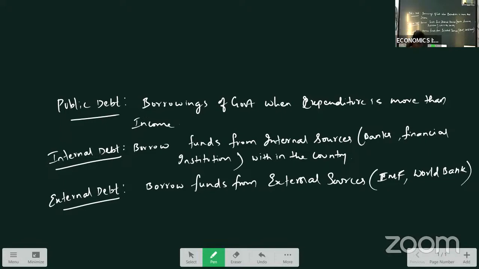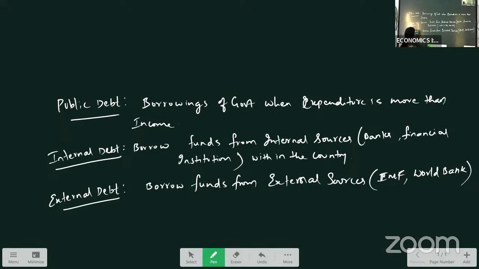So you just see here, every country, when the expenditure is more than their income, they borrow funds. When they borrow within the country, then we call it as internal debt. And when they borrow the money from external sources, external means outside the country, financial institutions outside the country, we call it as external debt. Okay. So public debt is divided into internal debt and external debt.